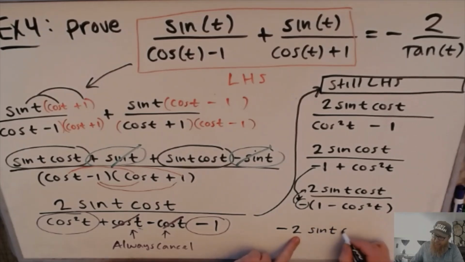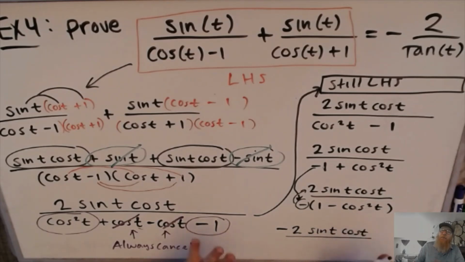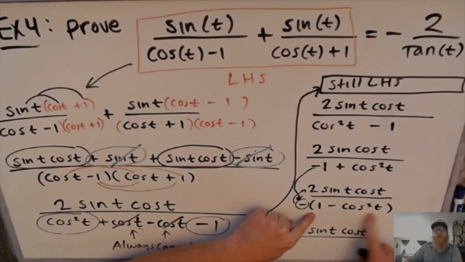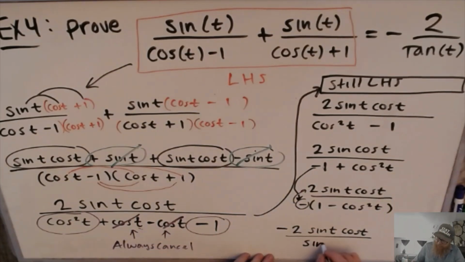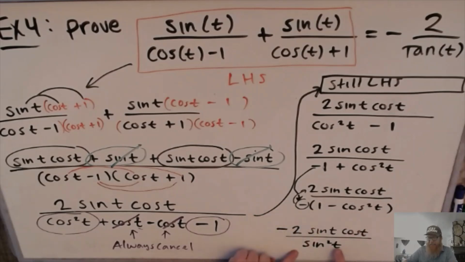Sine t cosine t over, now do you remember, I hope you remember an identity we did in part 1. 1 minus cosine squared is the same as sine squared. That's an identity that you can use from last time, the Pythagorean identity. And then you might also remember this trick.